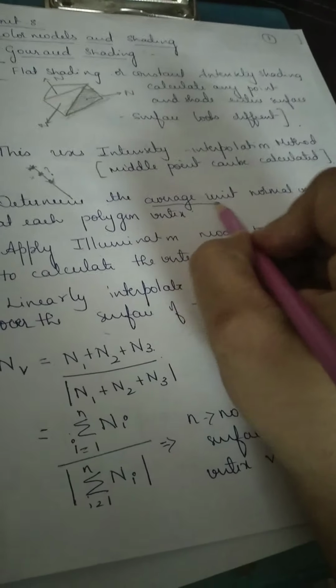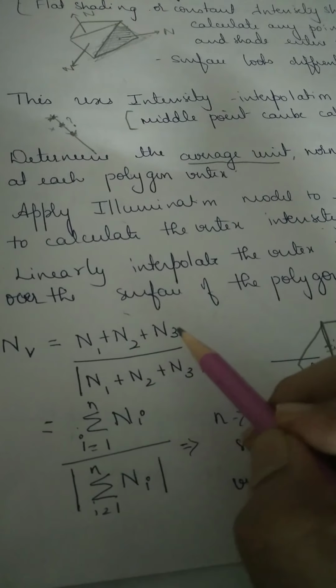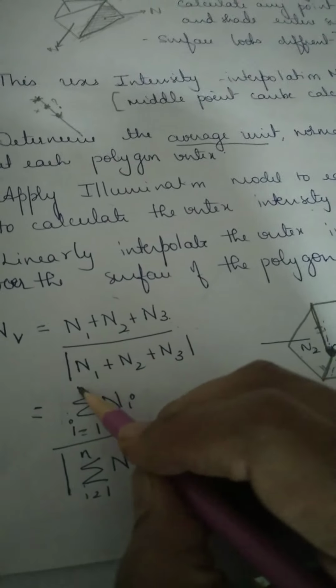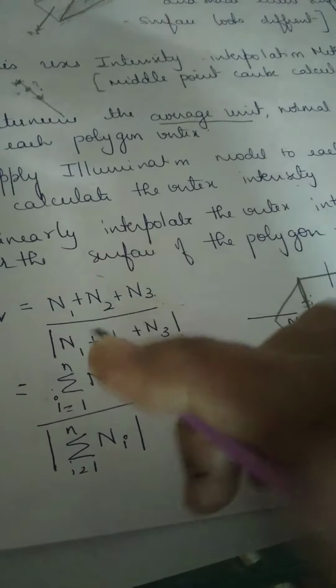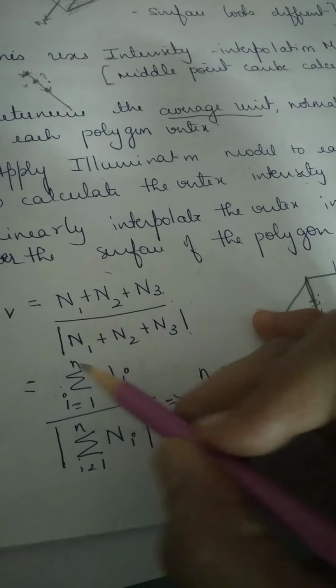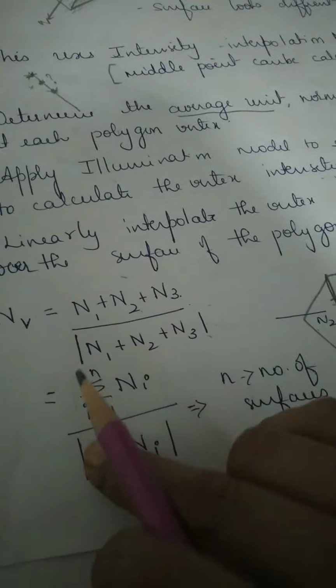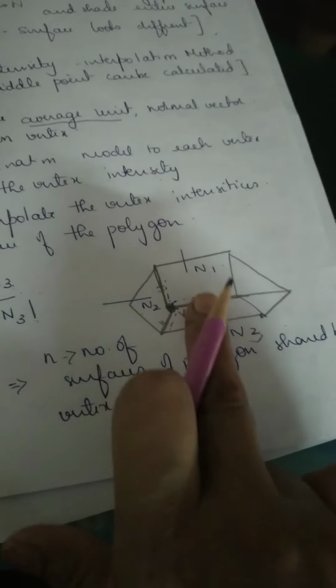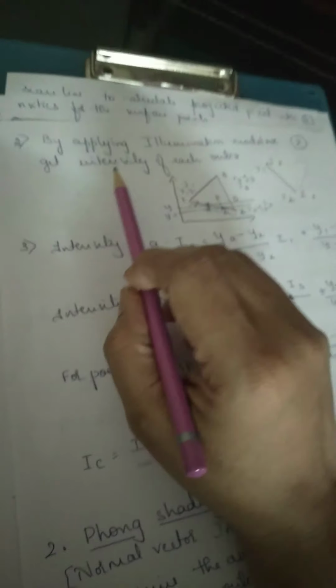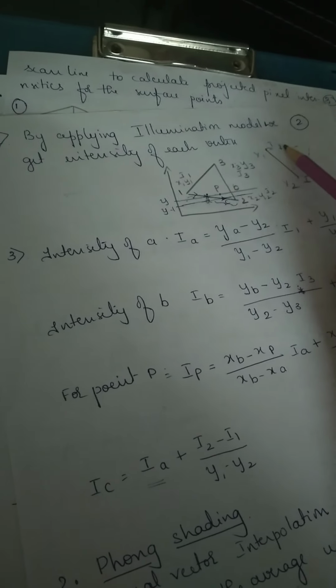Now, I need to calculate the average unit normal: N1 plus N2 plus N3 divided by the modulus of N1 plus N2 plus N3. If I simplify this, it will be the sum from i equal to 1 to n of Ni, divided by the modulus of the same, where n is the number of surfaces of the polygon shared by vertex V. Okay. Next, we'll move to the second step. That is, by applying the illumination model, we get the intensity of each vertex.